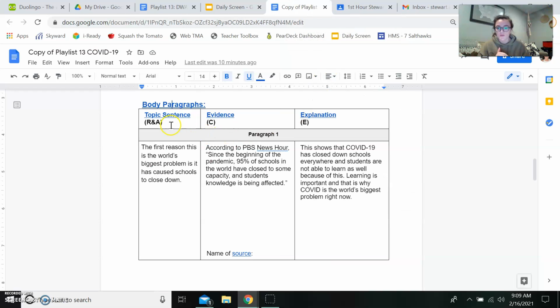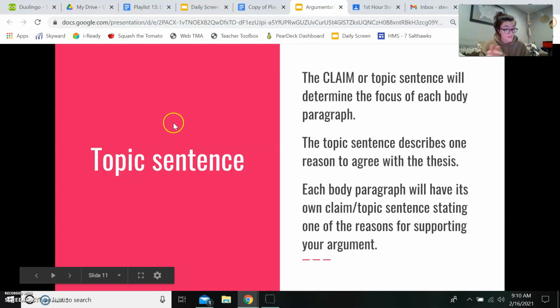If you will notice here, under each different part of the paragraph, I've put R, A, C, and E. That's because the topic sentence, for example, is very similar to how you restate an answer. A topic sentence in a body paragraph is going to determine the focus of the body paragraph. So it's like a mini thesis statement, kind of. It's saying, this is what I'm going to talk about in this paragraph.